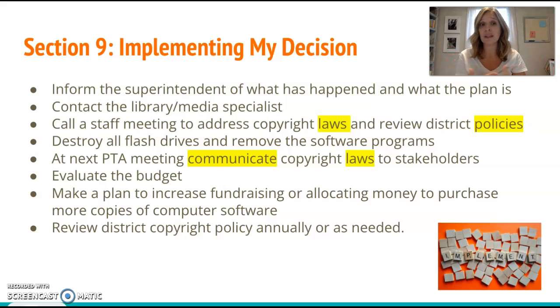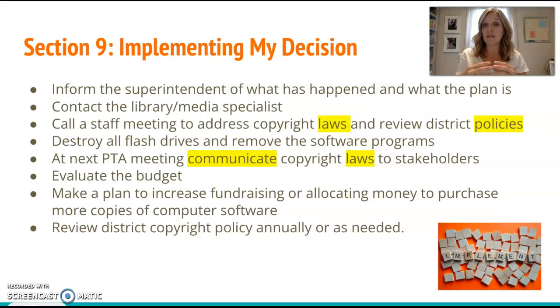The next step would be to call a staff meeting. In the staff meeting, we would explain, considering that many of the teachers had asked her to make those copies, they need to have an opportunity to be educated on copyright laws and the district's copyright policies as well.